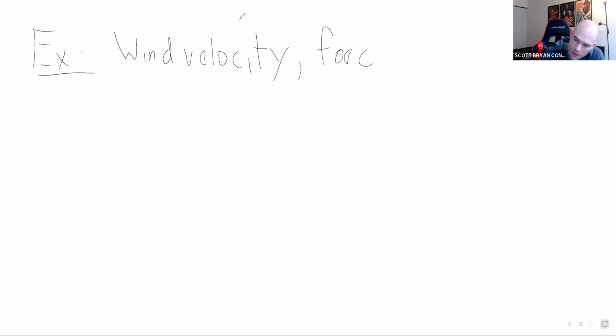So force fields are another very common example. And we're not talking about sci-fi force fields, right?